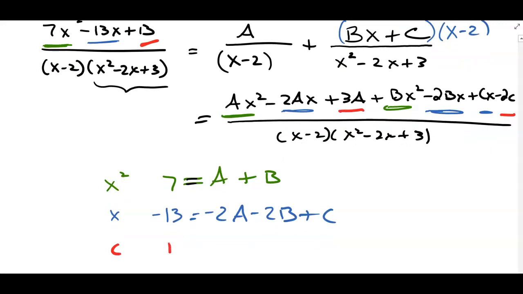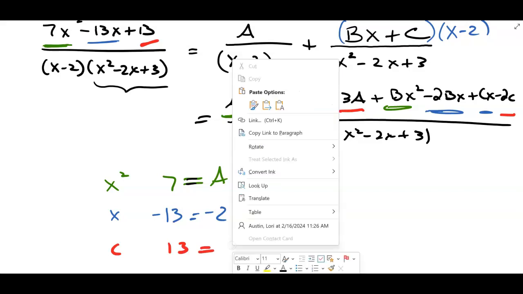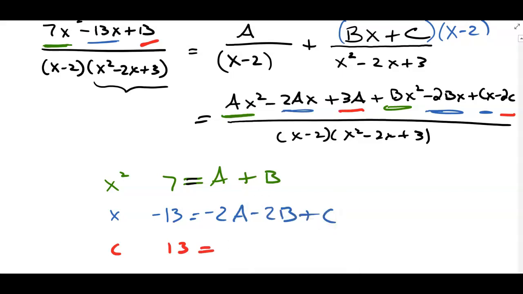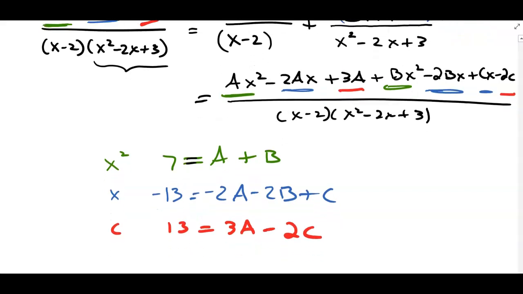13, that is 3a plus c. No, minus 2c, sorry. So I have my equations.